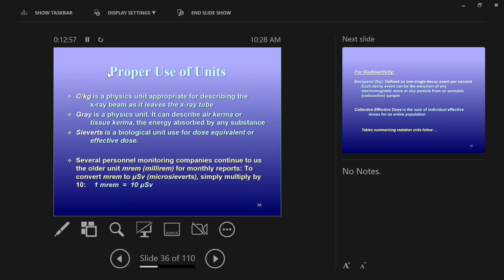All that coulomb per kilogram can tell you is how much ionization, how many ionization events are happening in the air where the radiation is, the air that's been exposed to a source of radiation.